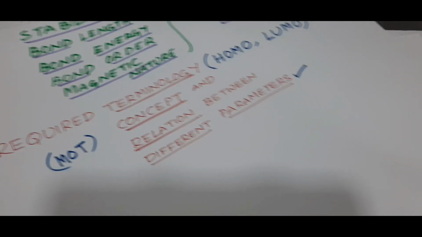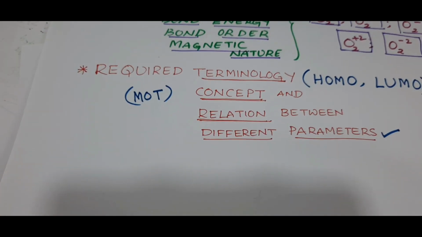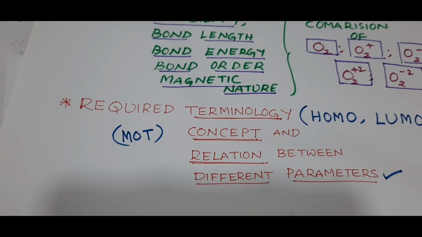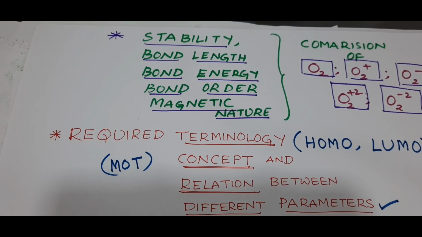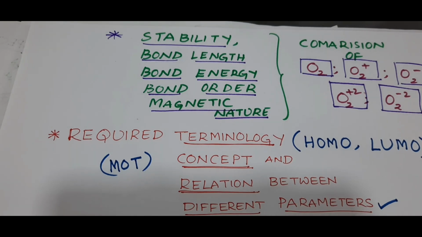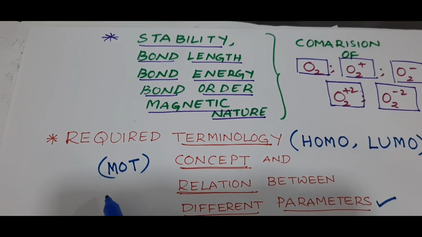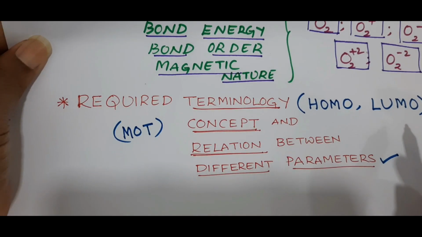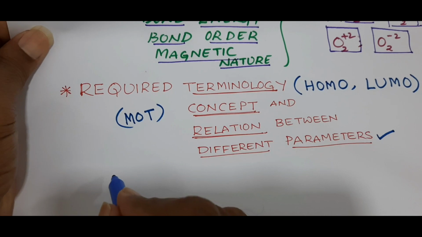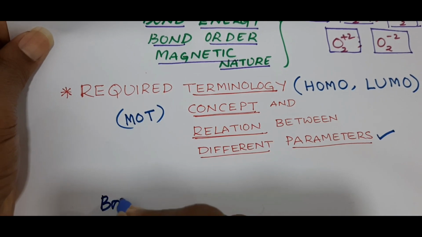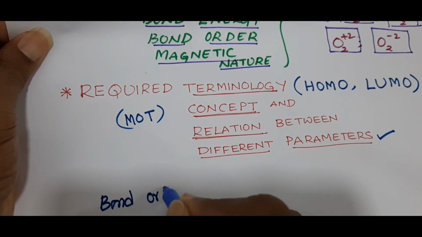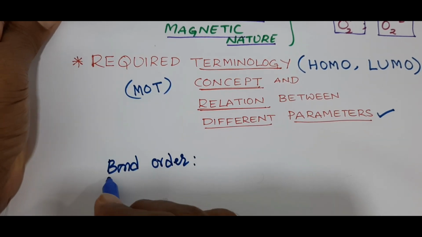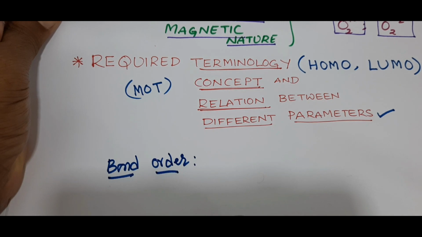First we will discuss the relation between different parameters. In this video we are going to relate stability, bond length, bond energy, bond order and magnetic nature. First of all, what is bond order? What is bond energy? First I am taking the bond order. The average number of bonds between two atoms in a given molecule is called bond order.